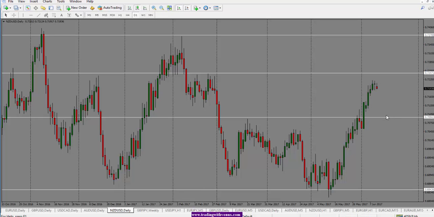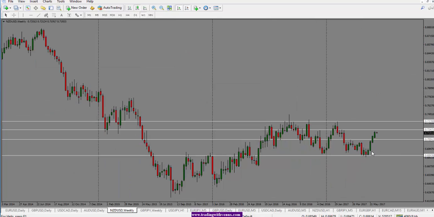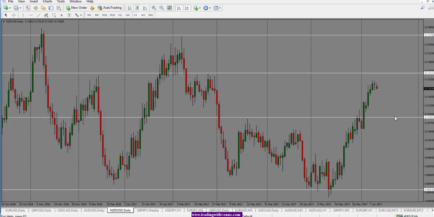We're looking for a pullback into this level and then a further move to the upside. From a weekly perspective, the candle closed very bullishly. As a result of that, we could see a further move to the upside, but before it moves up higher, I am looking for price to come down and test the 0.7100 level here.